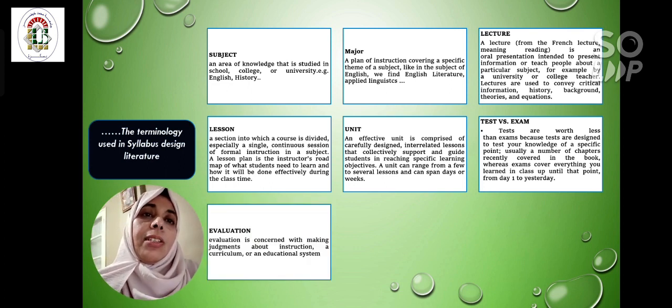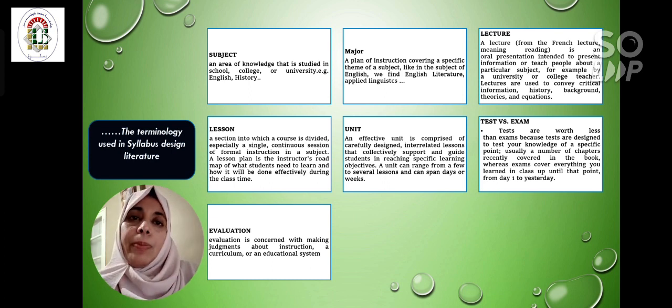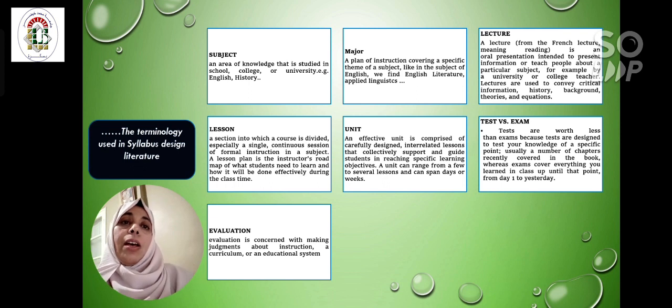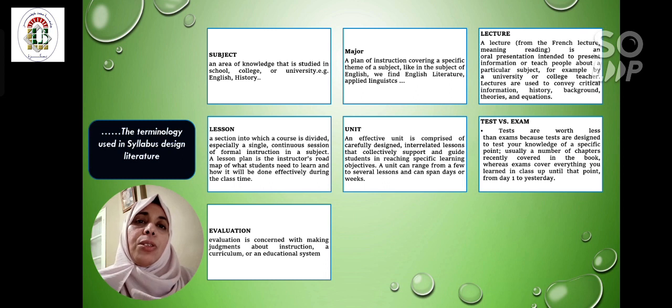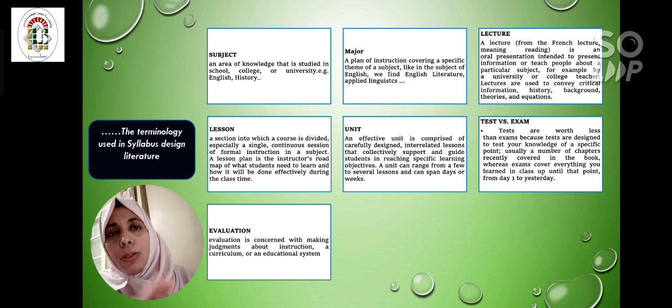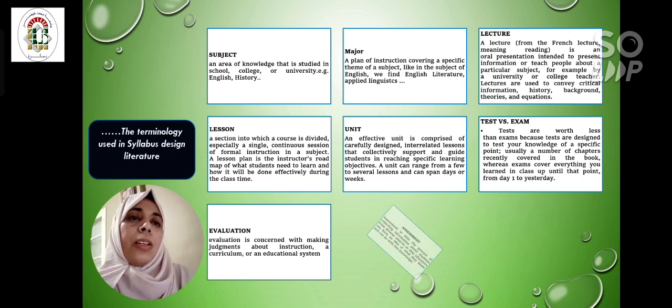So evaluation is much more general than tests and exams. Evaluation is concerned with making judgments about instruction, about the curriculum, about the educational system in general. So it gives a judgment about all of these things: the instruction, the techniques used, the curriculum, and the educational system in general. So evaluation is not limited to lessons, it includes all the teaching and learning process.